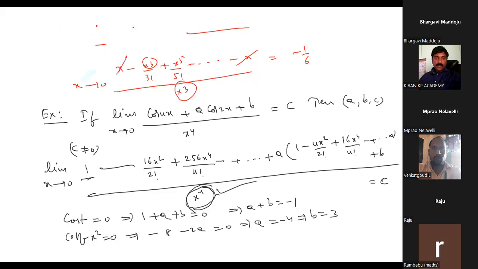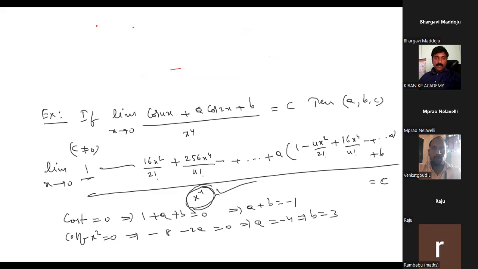Coefficient of x power 4 is C. What is that? We'll see. Right? Coefficient of x power 4 is C. Now we collect the coefficient of x power 4.